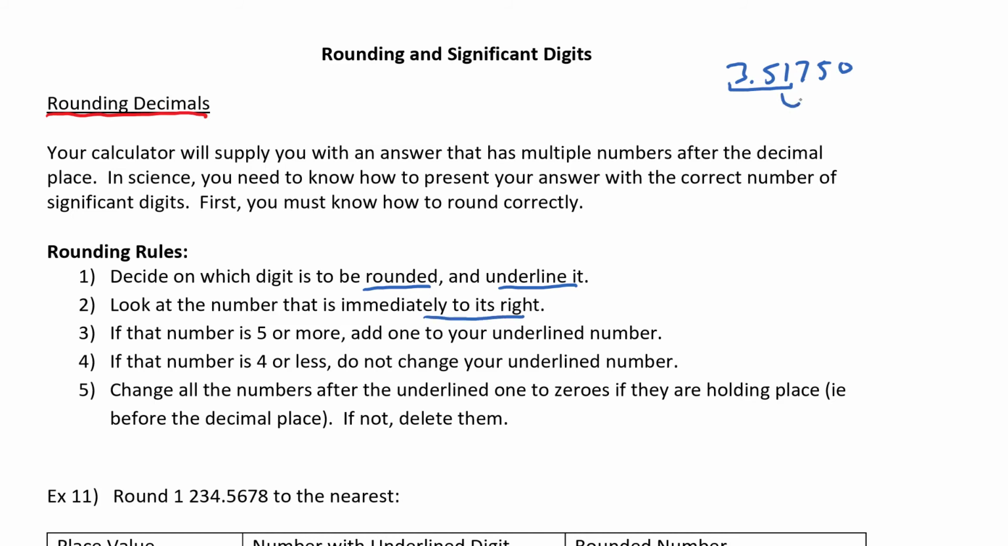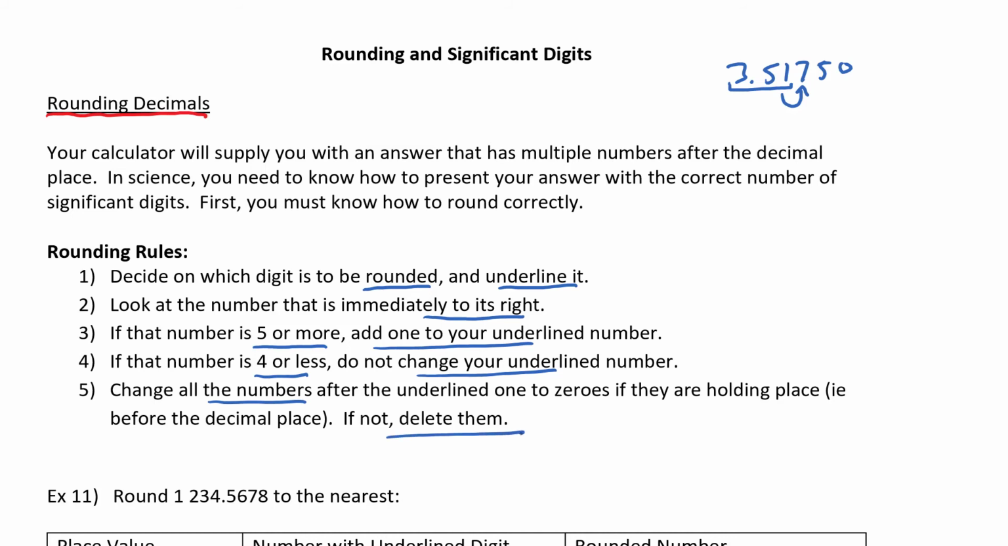So let's look at this. We look at the number beside that, just the one number. If that number is 5 or more, then the number beside it goes up by 1. If it's 4 or less, the number does not change. All the numbers afterwards, delete them.